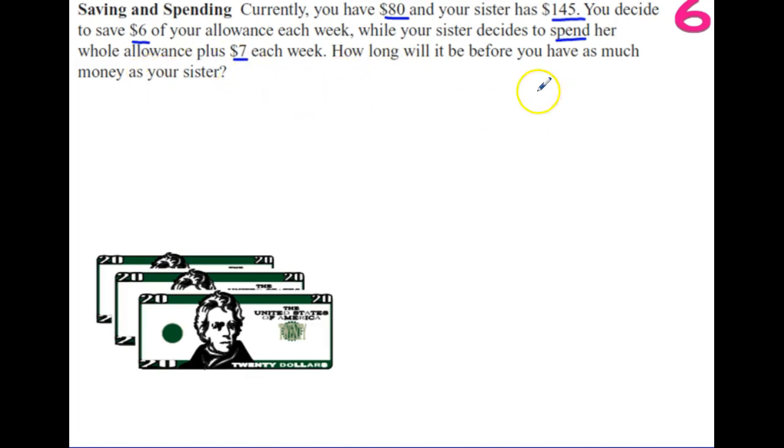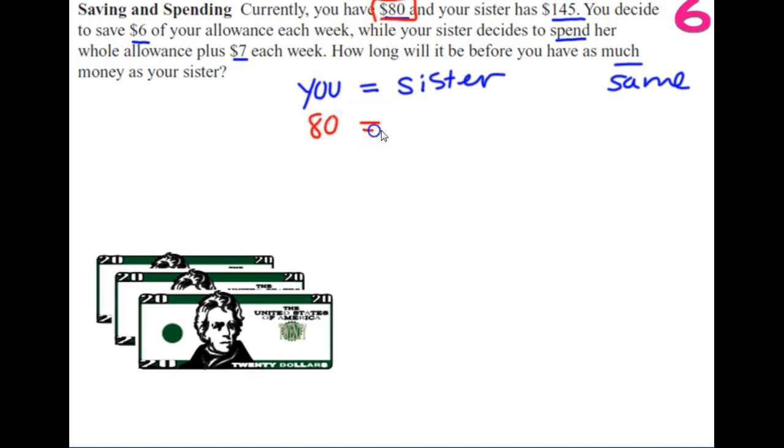So we want to know how long when they each have the same amount. So I'm going to put you on one side and your sister on the other. Right now it says you have $80 and your sister has $145. But you are saving $6 each week. So every week you're going to add on another $6. So I'm going to say this is really 80. I'm just going to move it over.